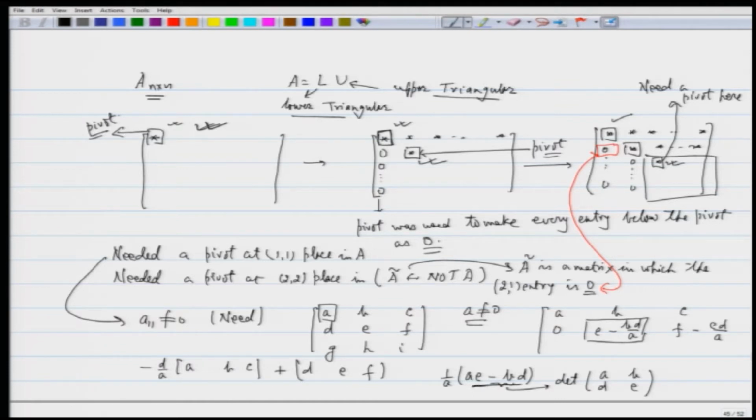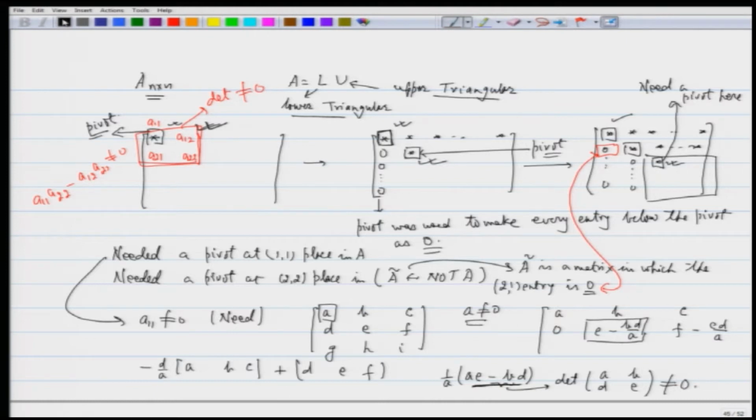All right. So what I need is that the determinant of this entry should be non-zero if I want a pivot at the second place. Is that okay? So earlier I wanted the pivot A11 to be non-zero, the first entry should be non-zero. Now I want that the 2 by 2 matrix of A that I am looking at, so it is A11, A12, A21, A22. So I want that A11 A22 minus A12 A21 should be non-zero, or the determinant of the first block here should be non-zero. Is that okay?